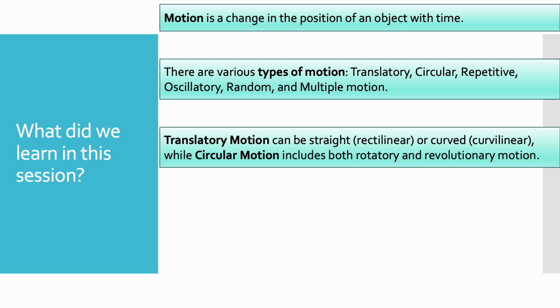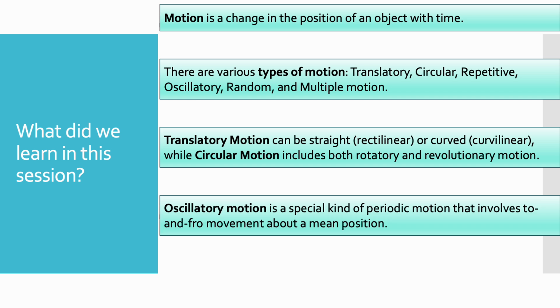Translatory and circular motion. Translatory motion can be rectilinear, in a straight line, or curvilinear, along a curved path. Circular motion includes rotatory motion, spinning about its own axis, and revolutionary motion, moving in a circular path around another point. Oscillatory motion. This is a special type of periodic motion where the object moves to and fro around a central point. A pendulum, a swing, or a tuning fork are great examples.